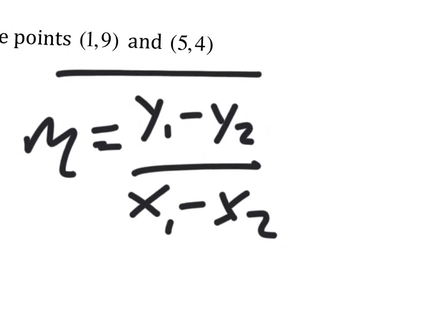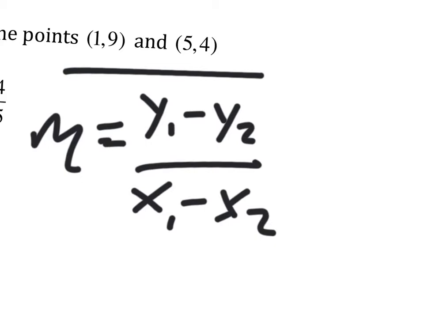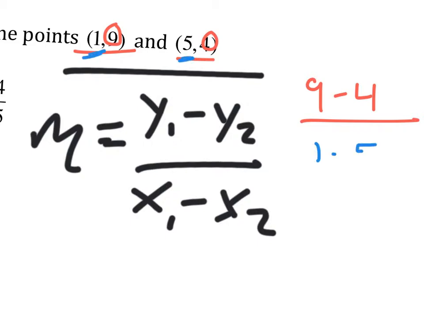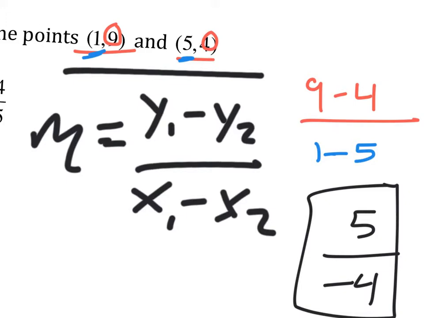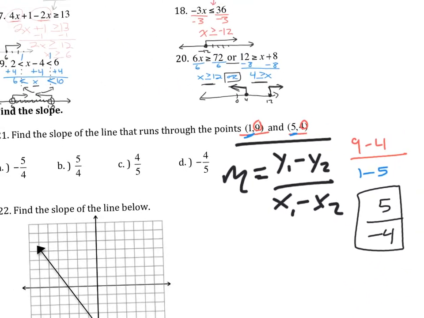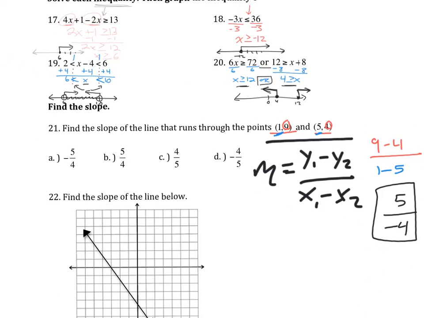My 2 points are 1, 9 and 5, 4. The y values, 9 and 4. The x values, 1 and 5. 9 minus 4 is 5. 1 minus 5 is -4. Let's take a look. Something like -5/4. Boom, shaka, blaka.